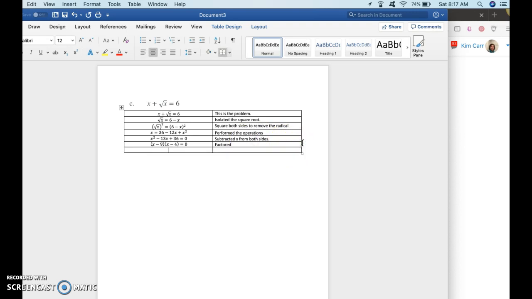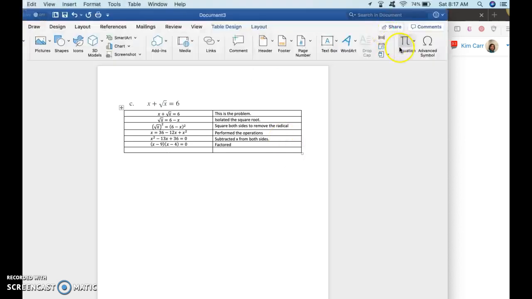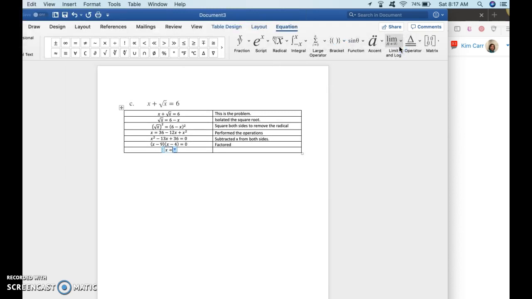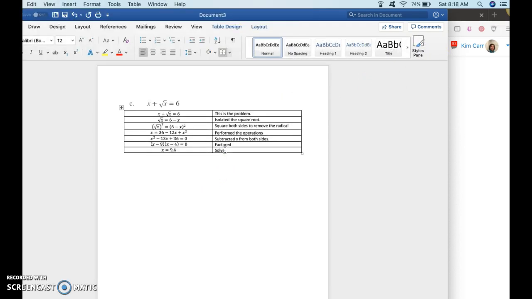Alright, we solved that. So when we solve that, we get x is equal to 9 and 4. Solve. Put test answers. Since you've got that square root, there's always a possibility of something not working. So we're going to plug in the 9 the first time and see if it works. That's a 9.